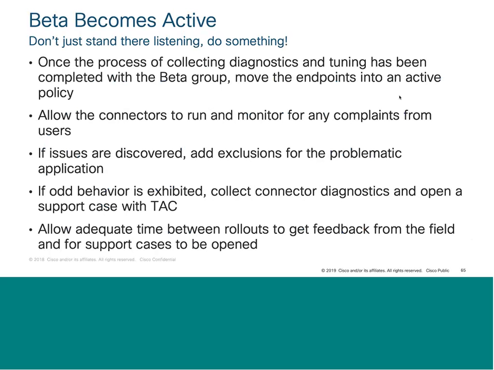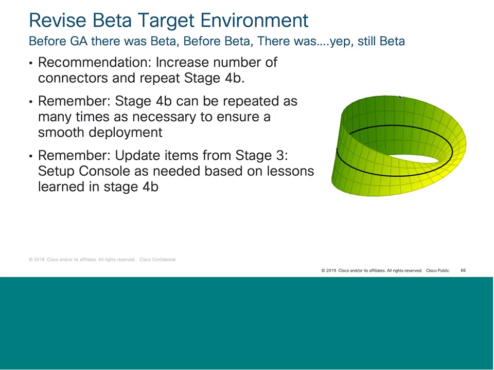We've gotten our feedback from the field. Everything seems to look good, and our support phone lines aren't ringing off the hook anymore. We go ahead with our beta deployments, and we enable them and make them active. And then we're going to do it again, right? We're going to repeat this exact same stage again. We've gone through alpha, we've gone through beta, and we didn't go to GA, we just did beta again.